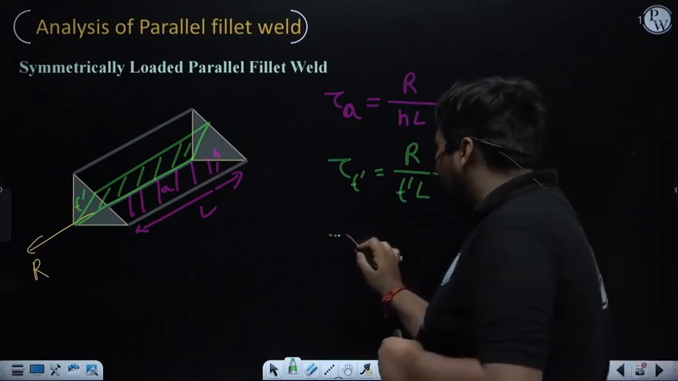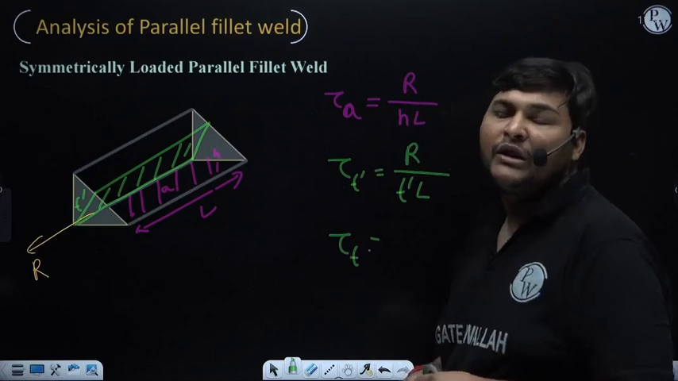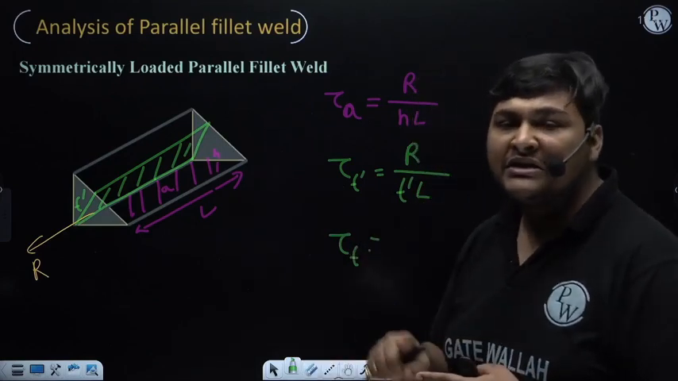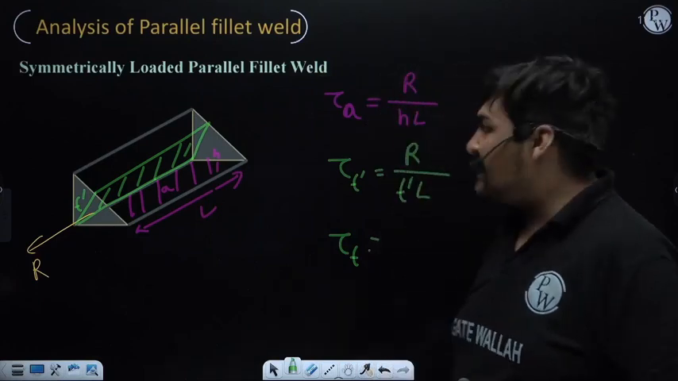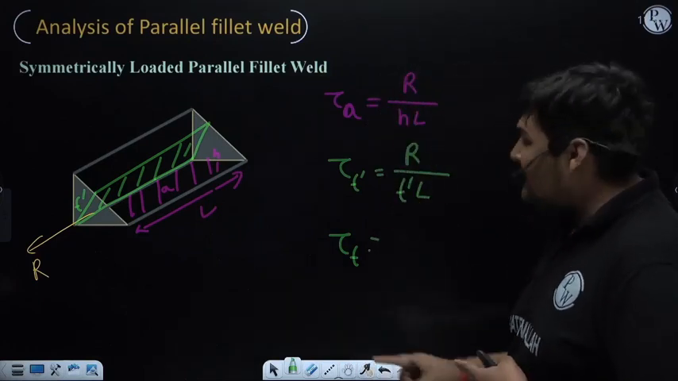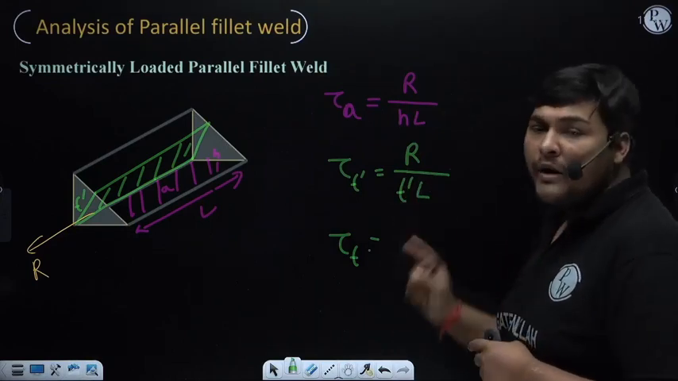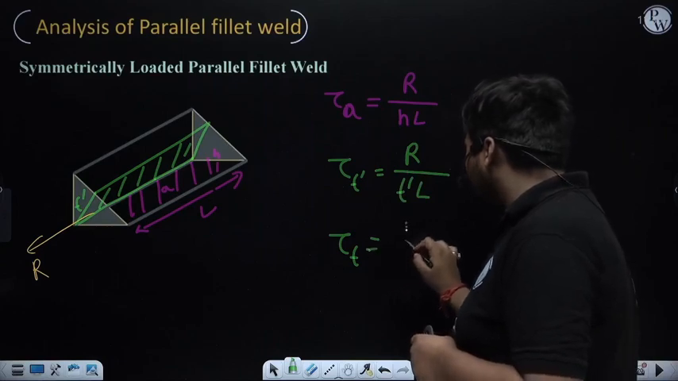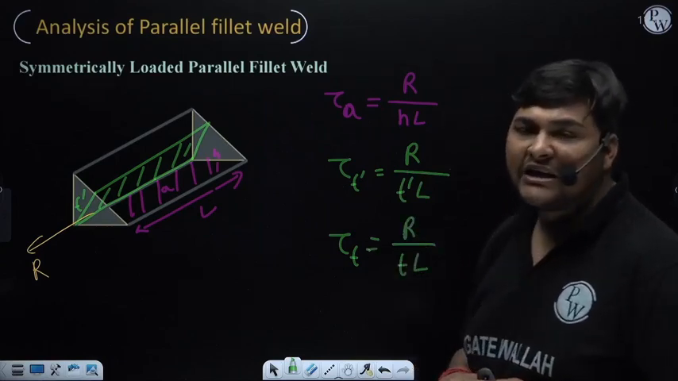Similarly, if you want to calculate shear stress at the throat, because if stress at the T dash thickness plane is coming as shear stress, meaning here stress in each plane is shear stress, and the formula to calculate that shear stress is resistance divided by the area of that plane, and in that area length L is constant, only this T dash will change. So if you want to calculate shear stress at the throat, it will be R divided by TL, and T is nothing but H by root 2.